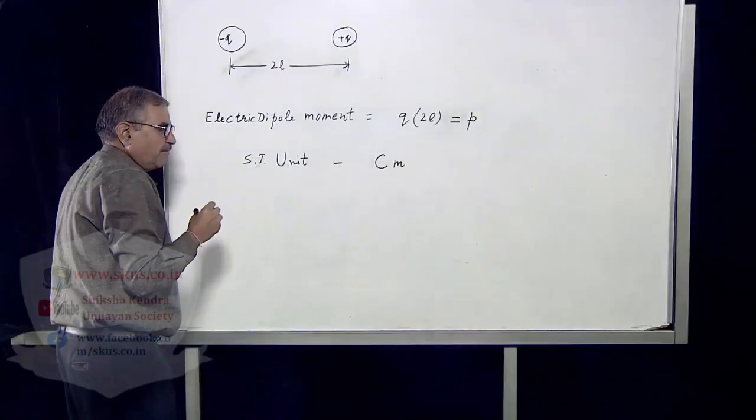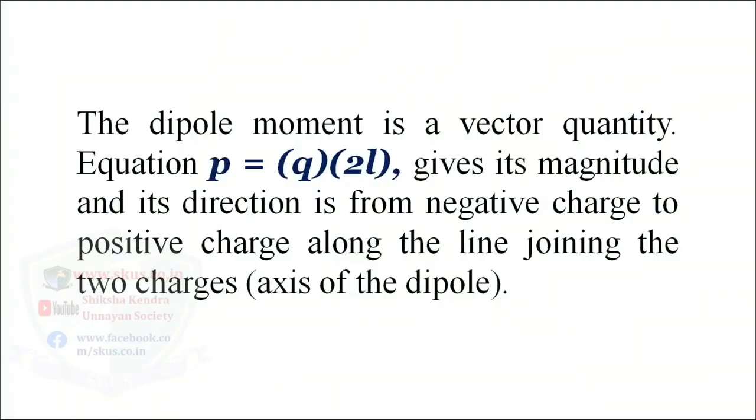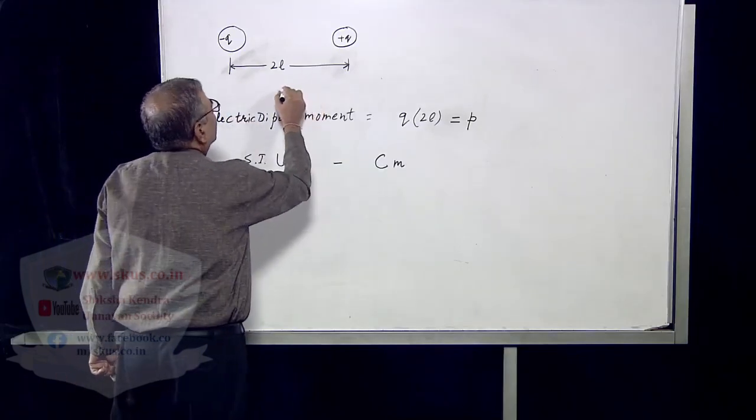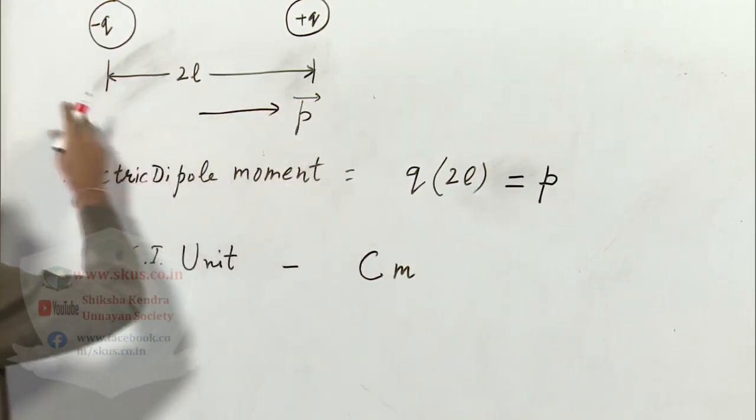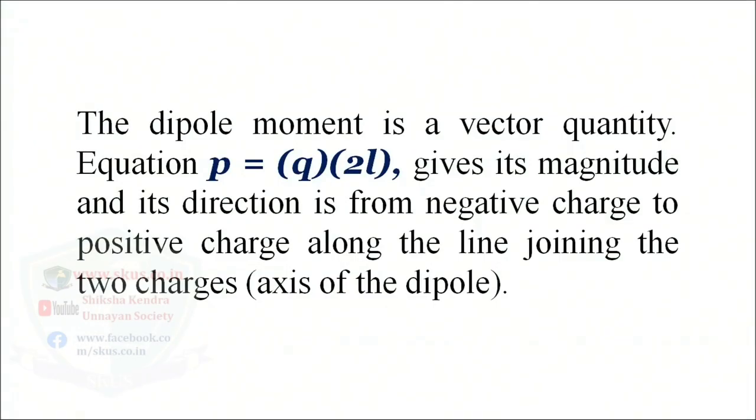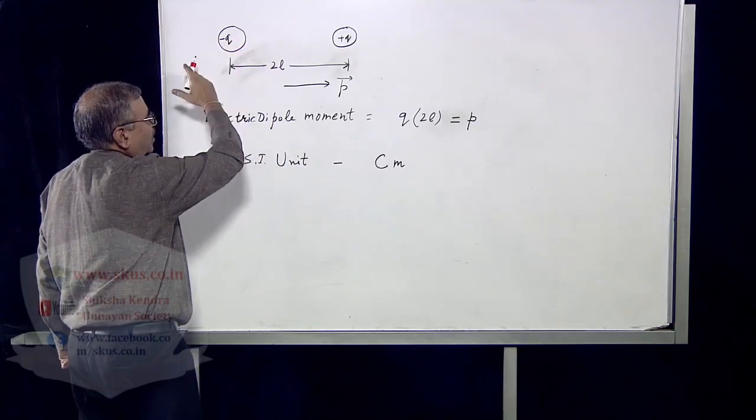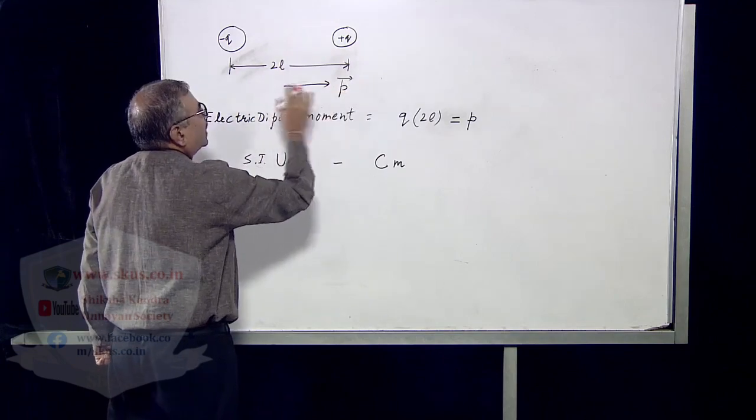Now, this P is a vector quantity. If it is a vector quantity, some direction should be associated with it. So, what will be the direction of P? Direction of P is always from the negative charge to the positive charge. So, in this case, P will be directed from left to right. Here the charge minus q is on the left and charge plus q is on the right. So, P is directed from left to right.